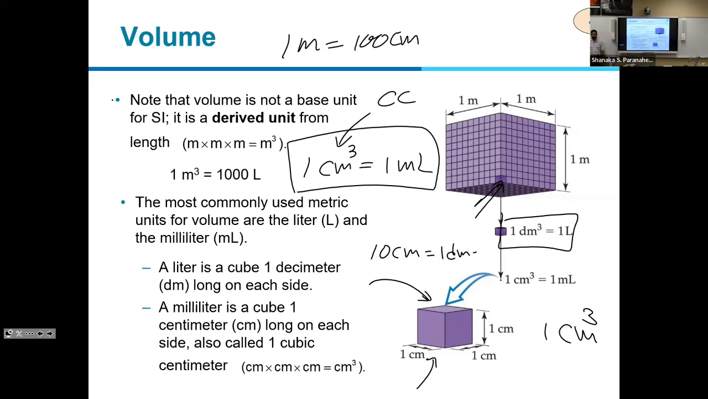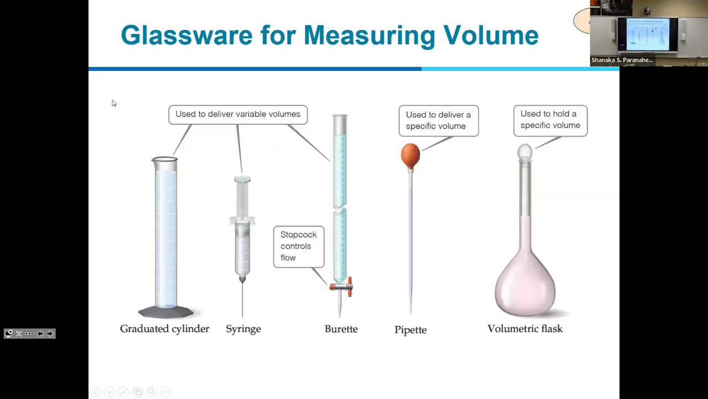So those who are familiar with the engine capacity in cc, that cc stands for cubic centimeter. So that's the capacity of the cylinders in cubic centimeters, or in milliliters, in other words. Okay, so when it comes to the lab, we have different glassware and equipment to measure certain volumes.